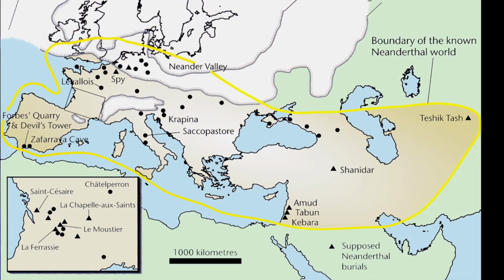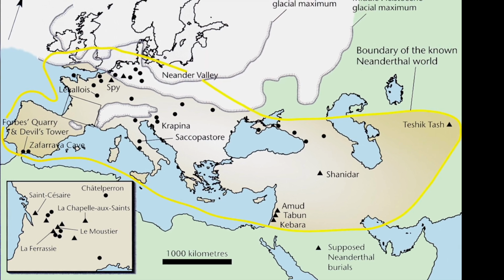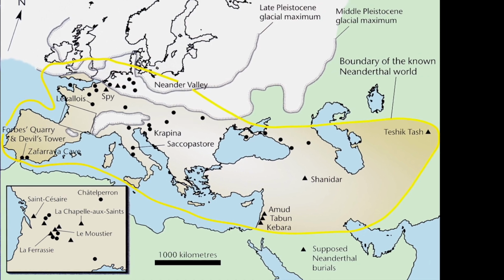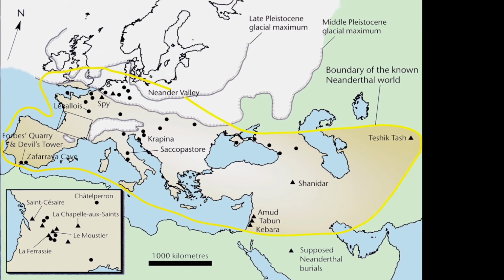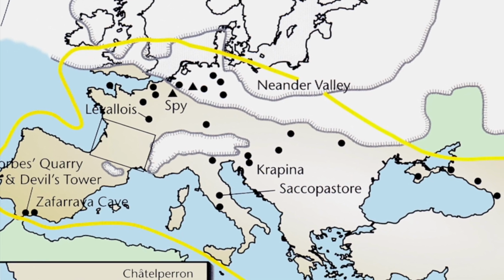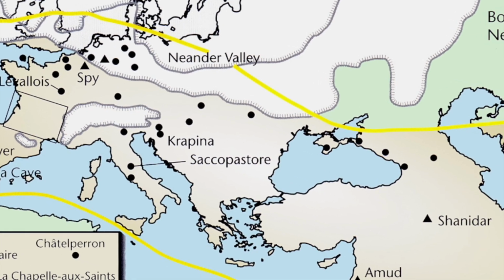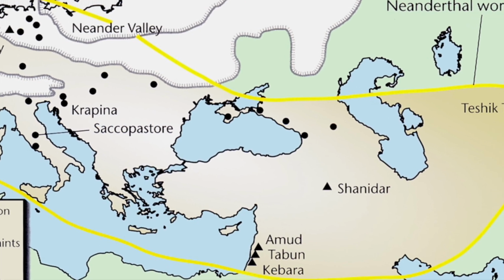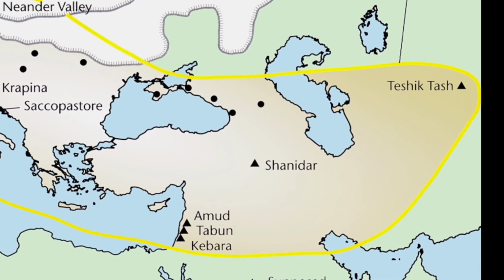This is a map of what has been termed the Neanderthal world. And you can see that Neanderthals were a Eurasian hominin species. So all the little black dots that you can see there, ranging from the Iberian Peninsula around Gibraltar through France, and Germany. The Neander Valley is where the first Neanderthal was described, all the way across through the Caucasus and even further afield. That is the boundary of the known Neanderthal world.